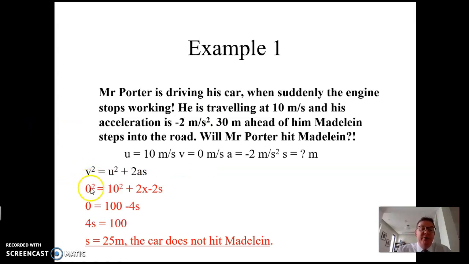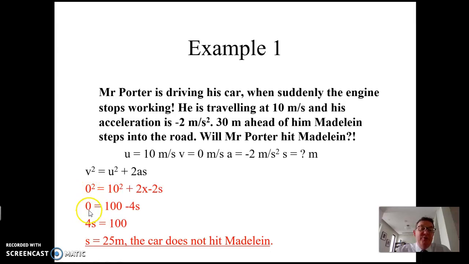Okay, so we know V is 0, we know the initial speed is 10, or the initial velocity is 10, squared, plus 2 times A, well, we've been told that the acceleration is minus 2, times S. We don't know what S is. We don't know what the displacement or the distance is.